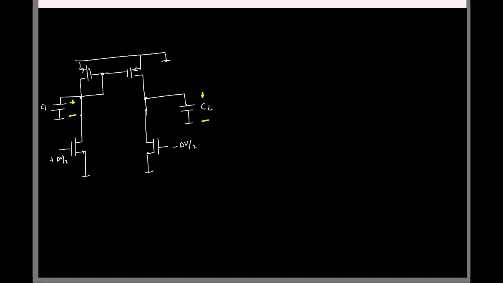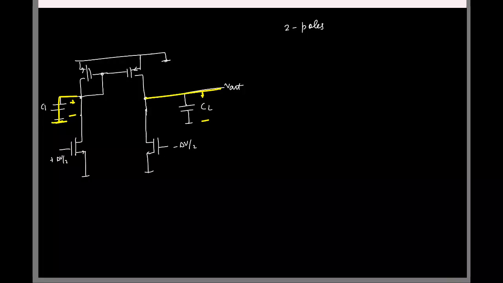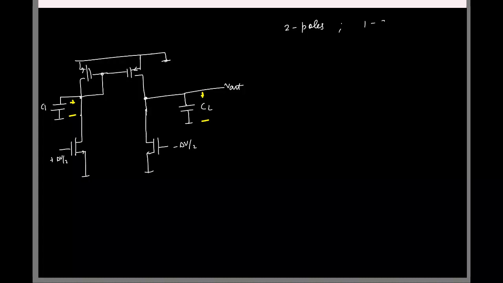So how many poles do we have now? 2 poles. Do we have zeros or we don't have zeros? So this is the output, remember? We have 1 zero, right? Because if I short this capacitor, output is grounded, but I can basically short this guy and still get a non-zero output. Okay, so it is 1 zero.